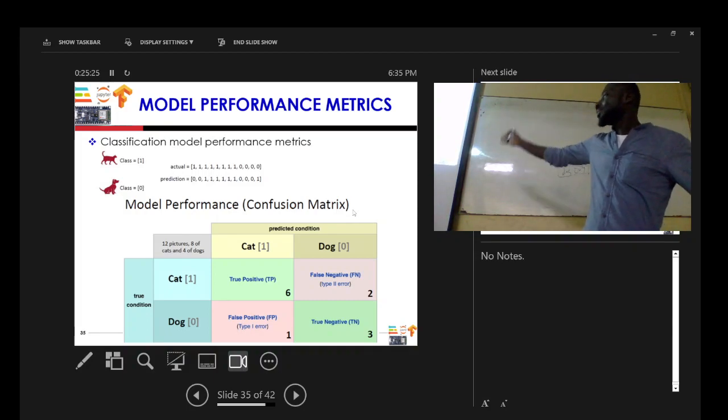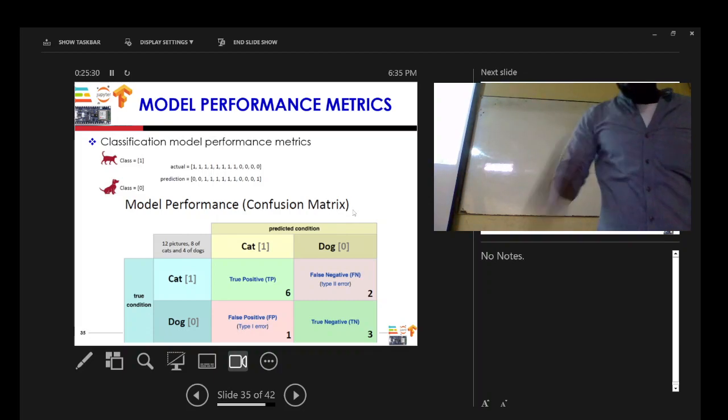So it's type 2 error, and then the false positive is a type 1 error. Understood? Yes. All right.